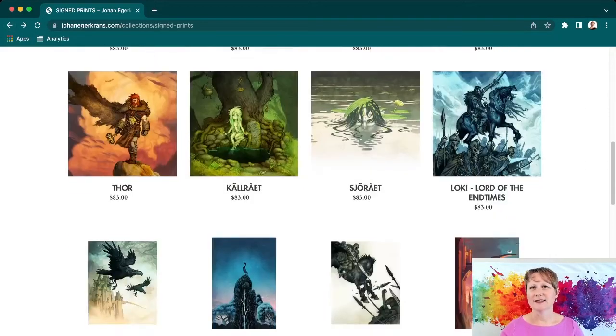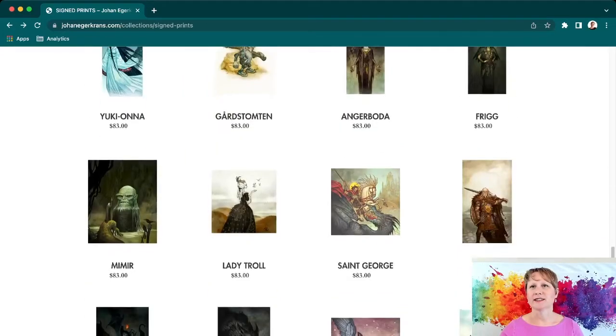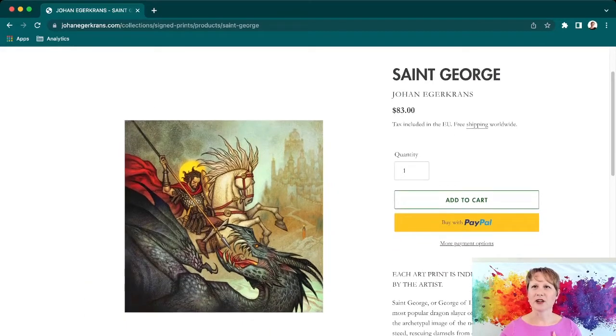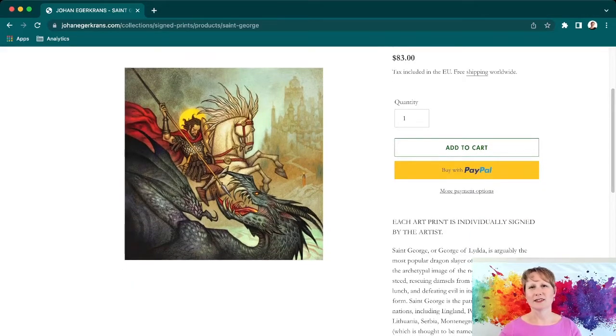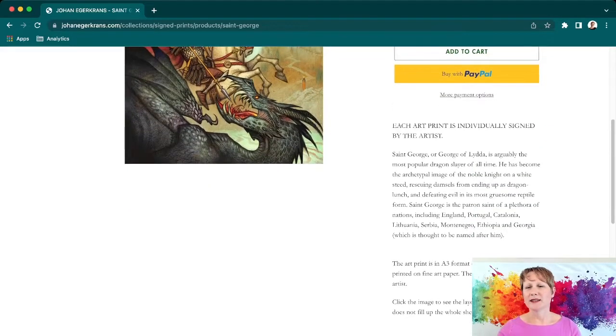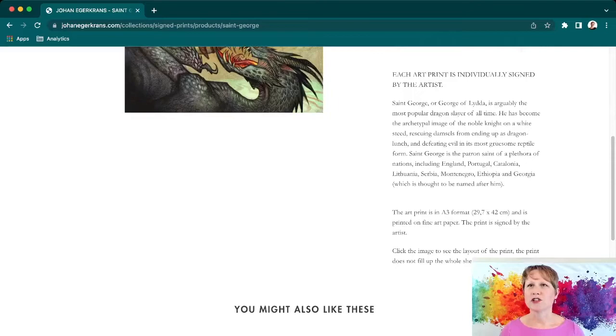Then the second example I want to share is this one, St. George. Now, I love dragons, so anything with a dragon in it, I'm automatically drawn to. And this one, again, it's just so beautiful, this illustration. But let's look at the description. Saint George, or George of Lydda, is arguably the most popular dragon slayer of all time.